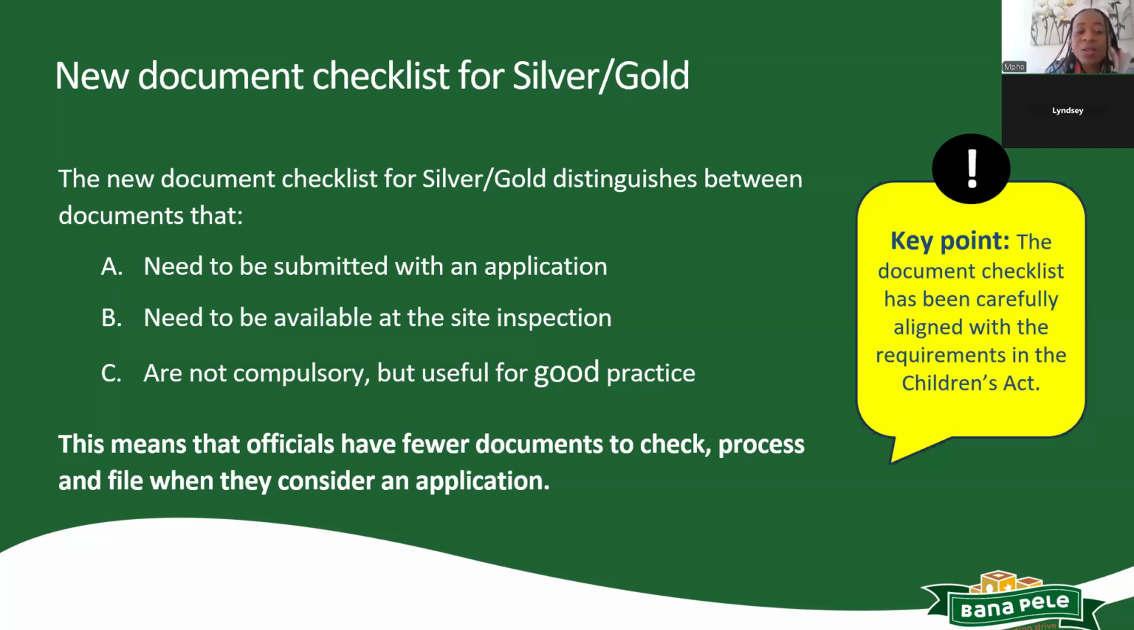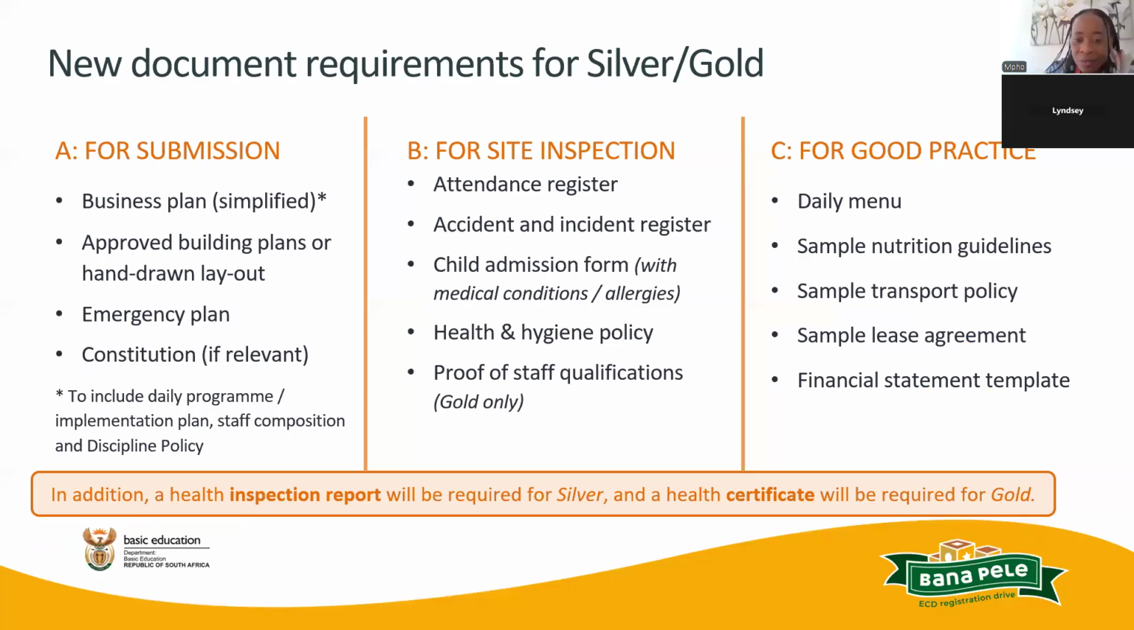So it means that officials will have fewer documents to check, process, file and consider for an application. This checklist is aligned to the requirements in the Children's Act. So all these documents will need to be submitted at different levels. You will see when you go through the process that some are for submission, some are for inspection, and some are for good practice.